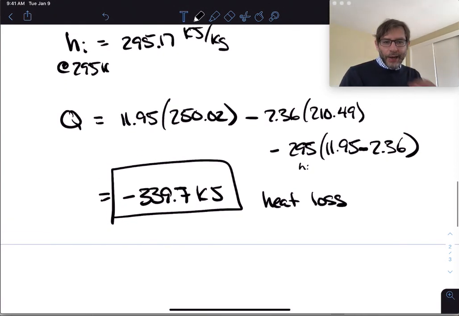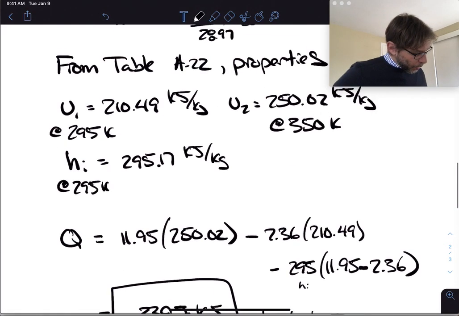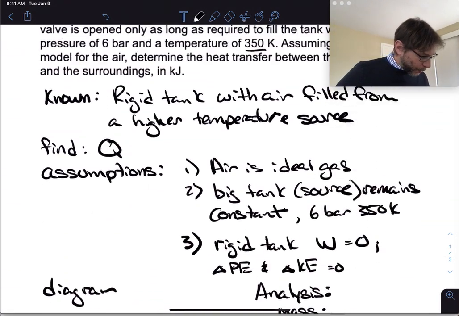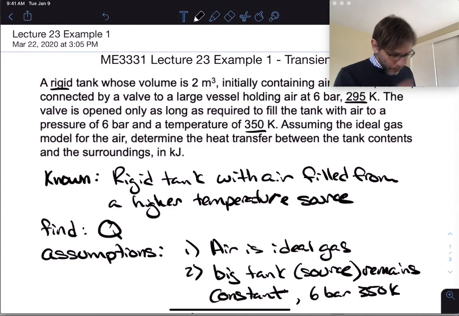I wonder if it was adiabatic, what you'd see. Interesting. Maybe we could solve that problem. You can see if this was an adiabatic tank, what kind of temperature would you achieve? Okay, but anyways, that's not the problem. So anyway, that's the first example that we're going to do.